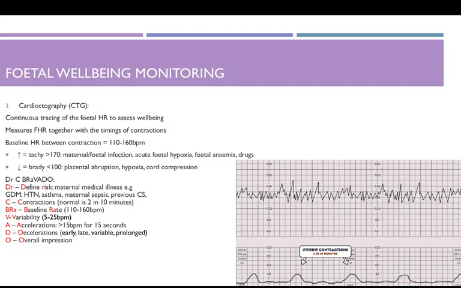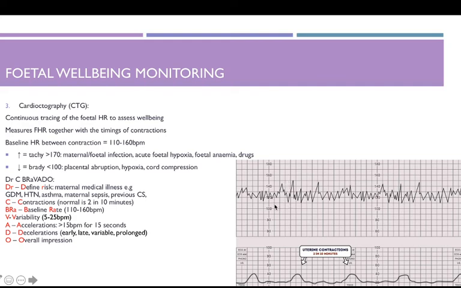Okay, and then the third method of monitoring fetal well-being is cardiotocography, so CTG. It's a continuous tracing of the fetal heart rate. It measures the fetal heart rate along with the times of uterine contractions. You can see uterine contractions along the bottom here. So the baseline heart rate is this here, and it will vary. It will go up and down, but it should be between 110 and 160.